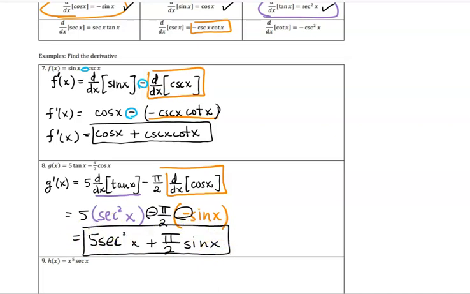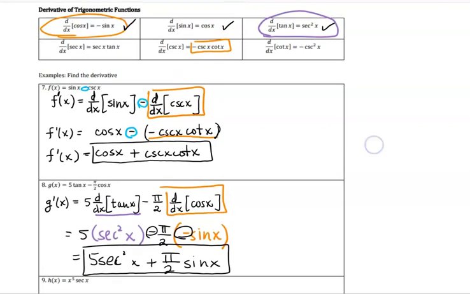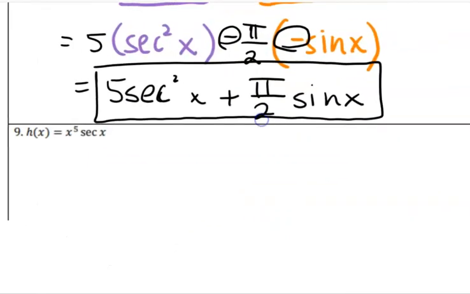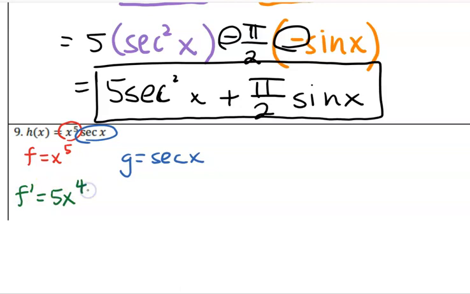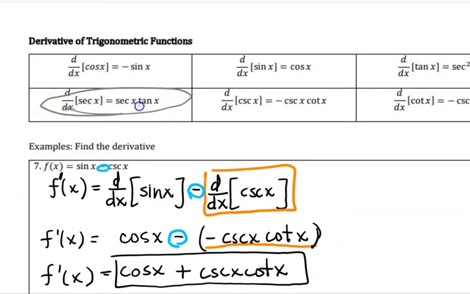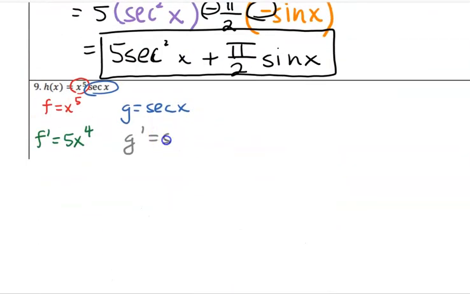Number 9, we have x to the 5th times secant x. We have a product of 2 functions, so we will have to use the product rule to find this derivative. F is going to be x to the 5th. g is going to be secant x. The derivative of f is 5x to the fourth using the power rule. The derivative of g, the derivative of secant, look at the top of the page, the derivative of secant is secant tangent. So g prime is secant x tan x.